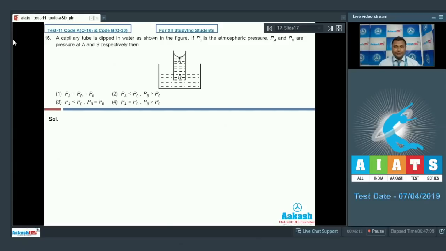So here is question number 16, everyone. A capillary tube is dipped in water as shown in figure. If P0 is atmospheric pressure, PA and PB are pressure at A and B respectively, then we have to compare this A and B pressure with atmospheric pressure. Now first of all, this point B is at the same horizontal line as P0, and according to Pascal's law we can say that PB equals P0.